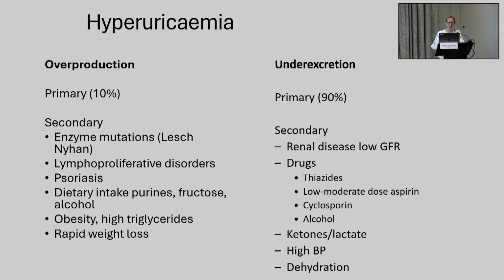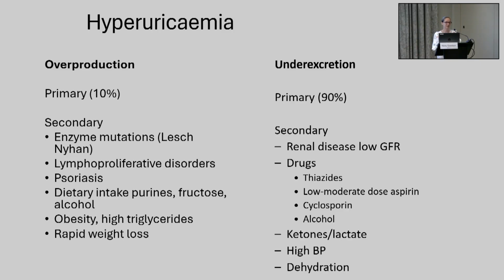And alcohol reduces urate excretion. And then we've got the effects of other things like ketones and lactate, and then other things like hypertension and dehydration. And then we've got overproduction, which is less frequently seen.